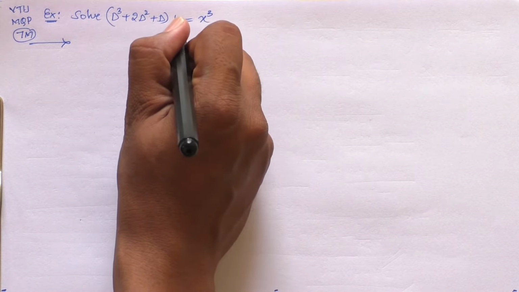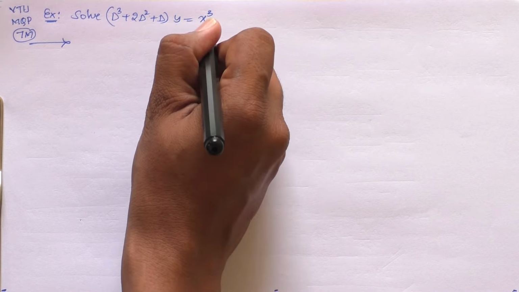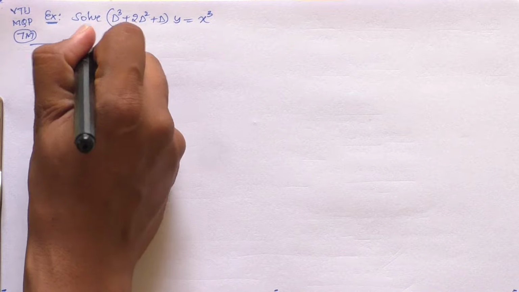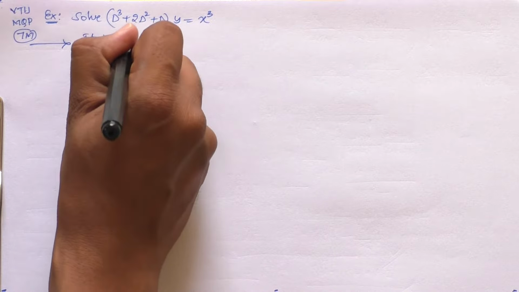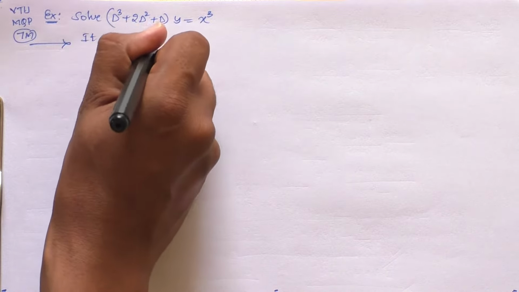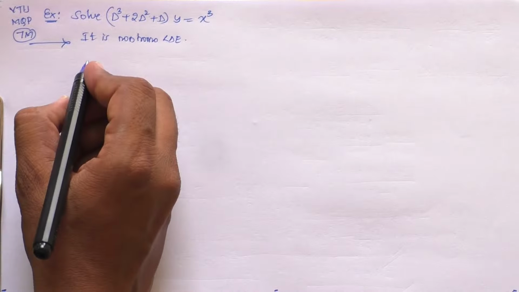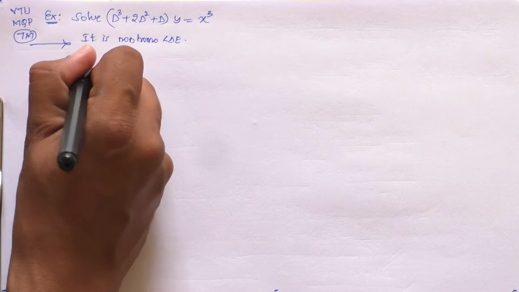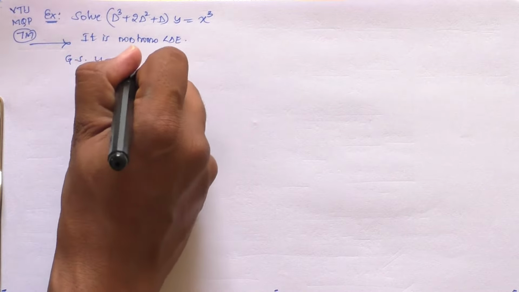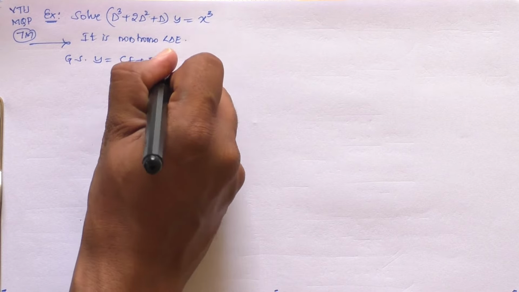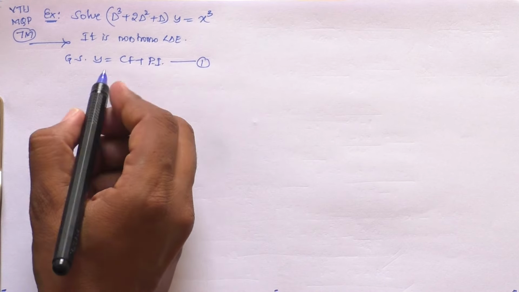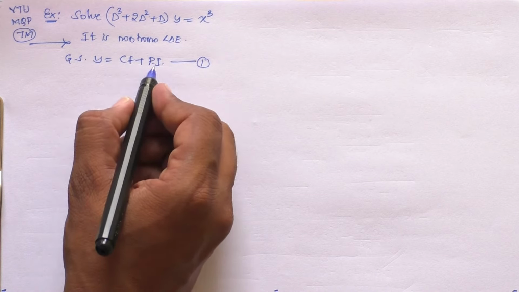So if you look at this example, it has y as well as x term. So it is called a non-homogeneous linear differential equation. In case of non-homogeneous, we know the general solution is y equal to CF plus PI. So take this as equation number 1. Let us find out CF and PI separately.